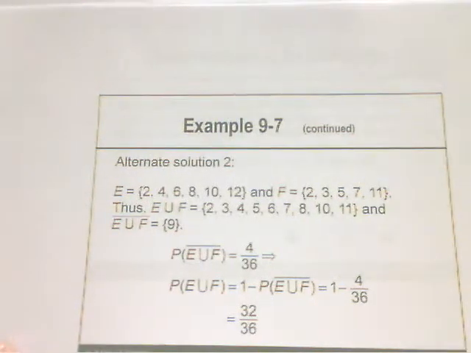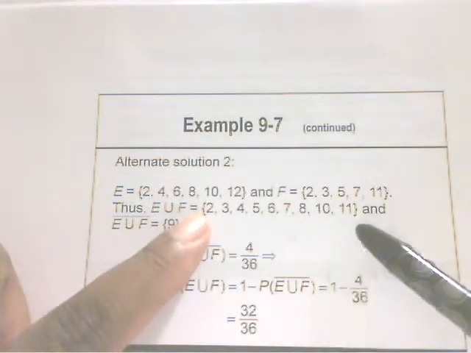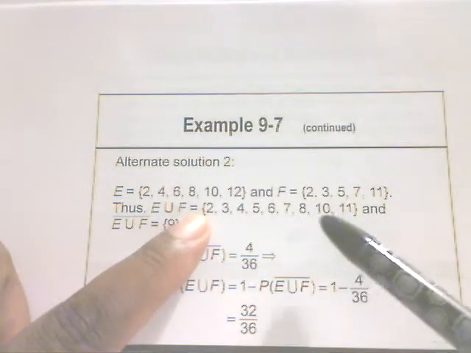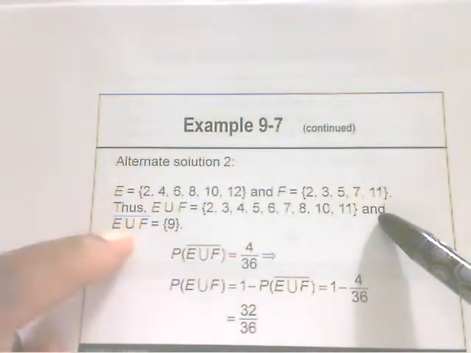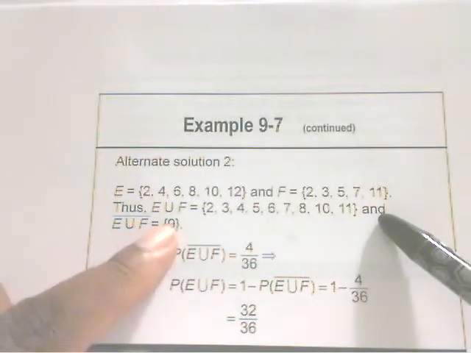Okay, and here's another way that you could do this. Now here they use the complement of the union of E and F. Okay, so if E union F is this: 2, 3, 4, 5, 6, 7, 8, 10, 11, then the complement of the union of those two will have to be 9.